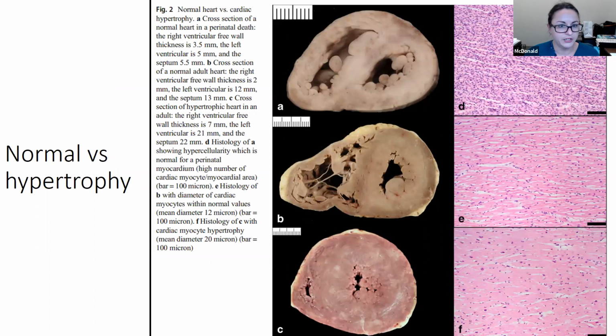They have a nice example here of normal versus hypertrophy. In the top, that's a normal perinatal heart, and you can see that there's relative similarity in the thickness of both ventricles. The middle picture is the normal adult heart, and the bottom picture is showing hypertrophy with both thickening of the right and left ventricle, and the histologic correlates are in the column on the right.